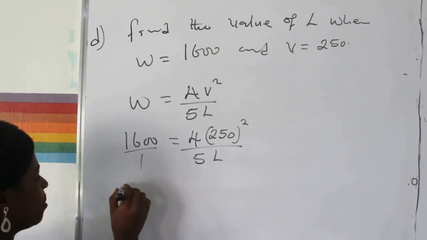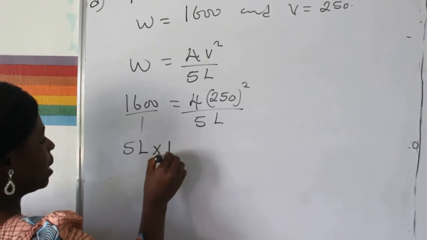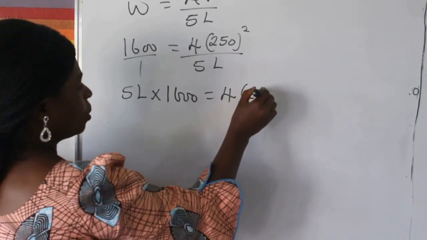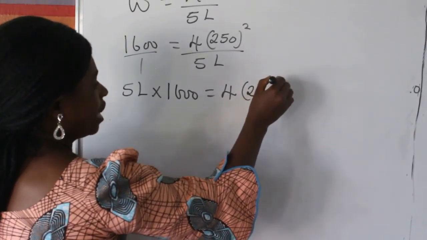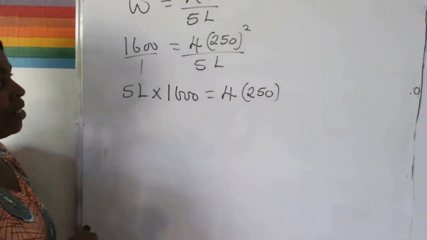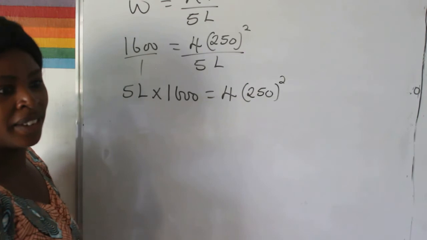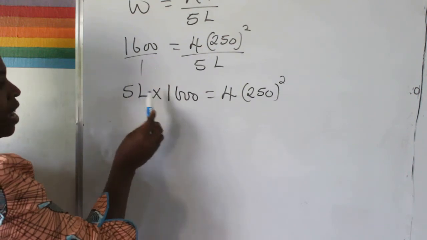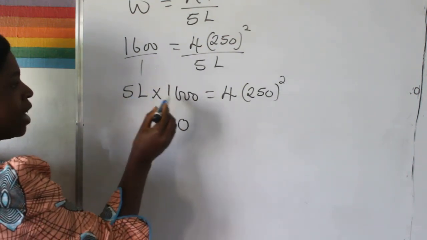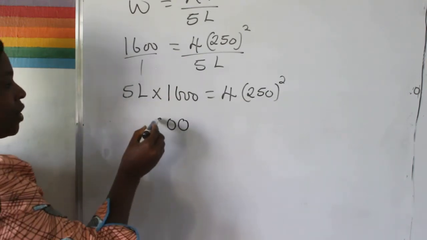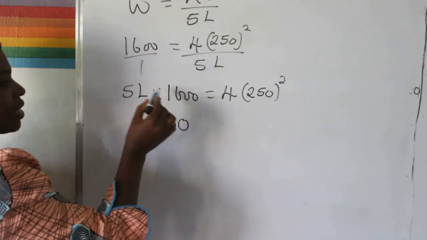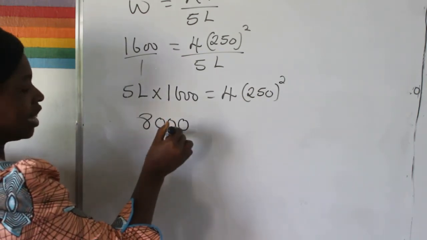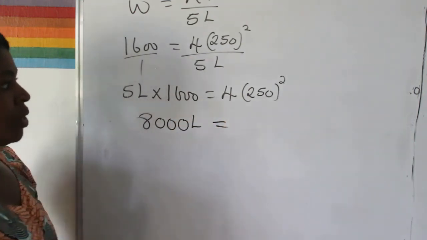Okay, so we have 5L times 1,600 is equal to 4 times 250 squared. So if you multiply this one, let's multiply it together. 5 times 0 here will give us 0. 5 times 0 is 0. 5 times 6 is 30. We write 0, carry 3. 5 times 1 is 5 plus 3 is 8. So we have 8,000 L equals to 4 times 250 squared.